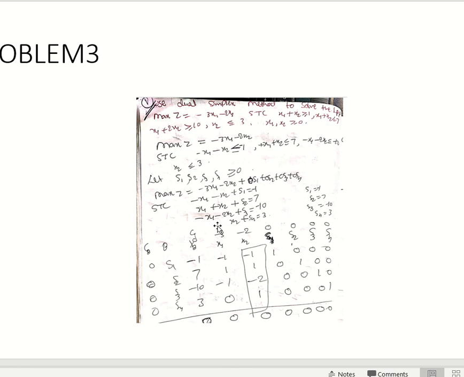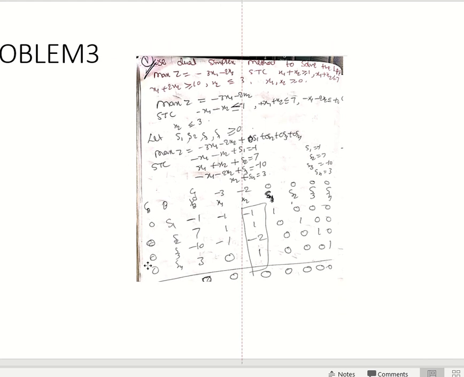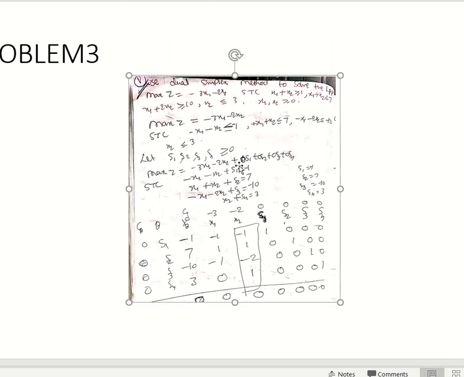Okay, now let us concentrate on the basic first initial table, that is CB. We have to assume s1, s2, s3, s4, that is the coefficient of these we have to assume first, that is 0. Then B means s1, s2, s3, s4 basic variables. Now xb means the basic feasible solution, the RHS part: minus 1, 7, minus 10, 3. Now x1, x2, s1, s2, s3, s4, and write its particular coefficients. It is same as previous problems.